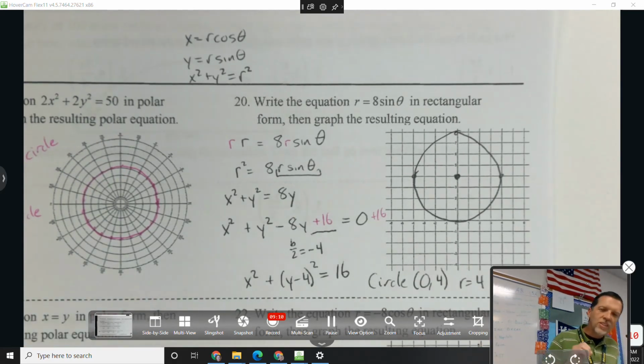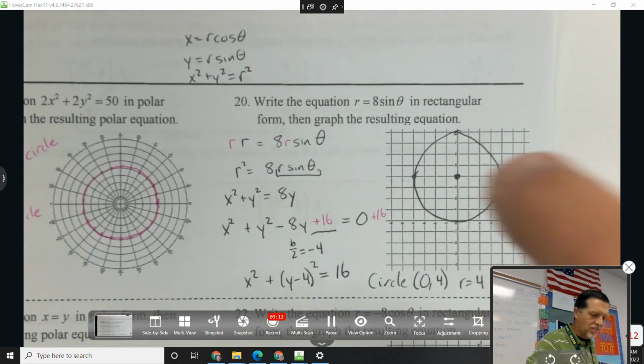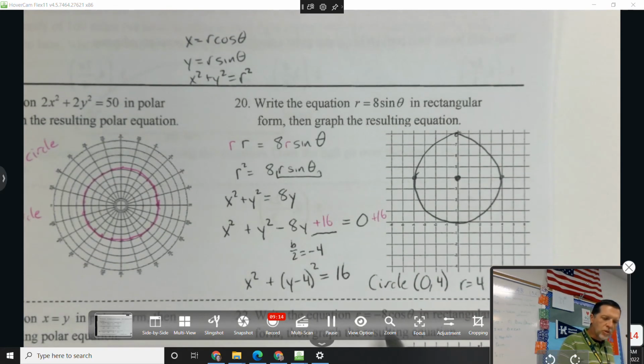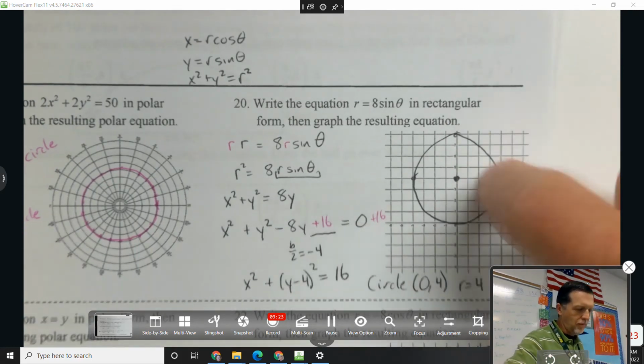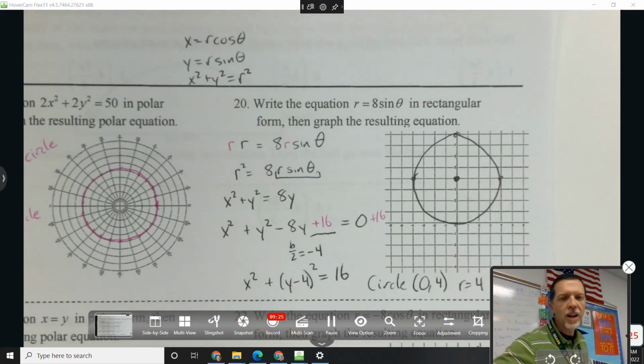That sort of leads into what we're going to do today. So let's stop there. Number 22 is really similar. Multiply both sides by r, and you get there. 21 is a little bit tricky. I wouldn't worry about 21. And again, 20 leads into what we're going to do today. So let's pause there.